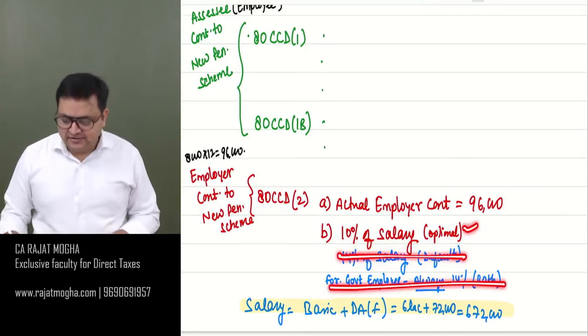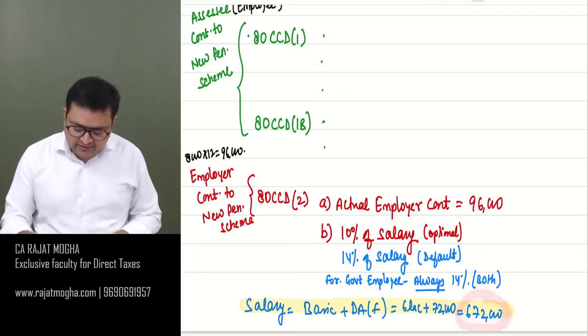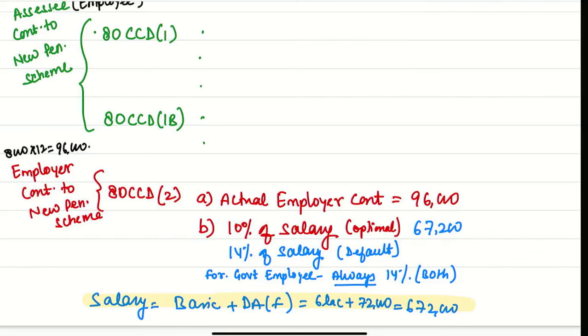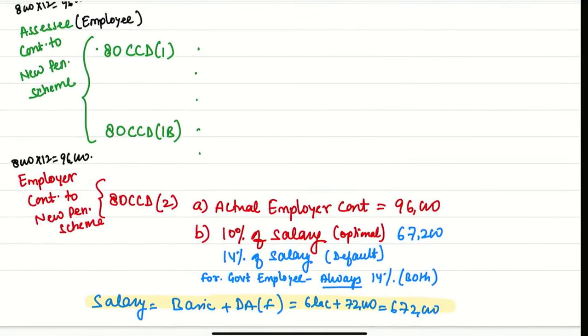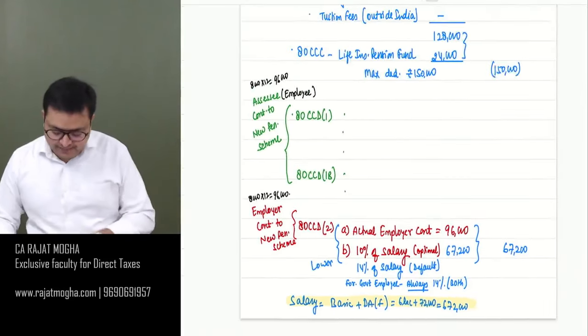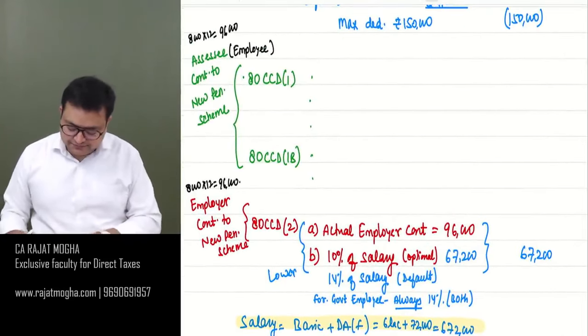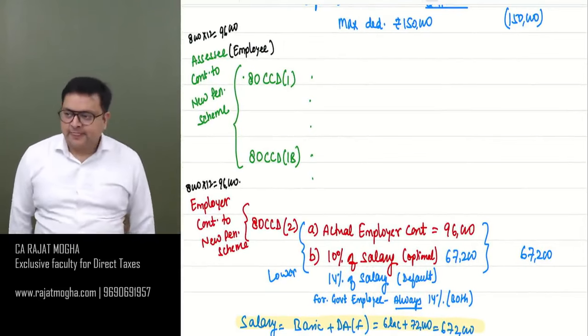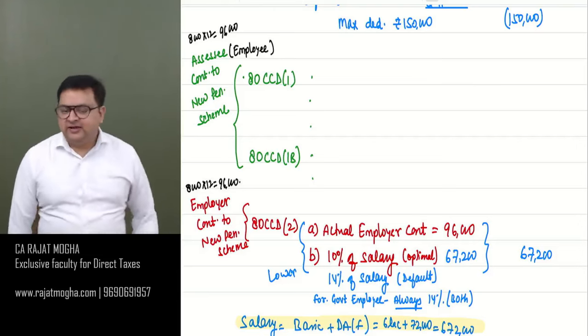Very nice. 10%. So 10% of this amount is 67,200. Whichever is lower, you have to take A or B, whichever is lower. So you will get a deduction of 67,200 under 80 CCD2. This is 80 CCD2. I believe everybody understood 80 CCD2.